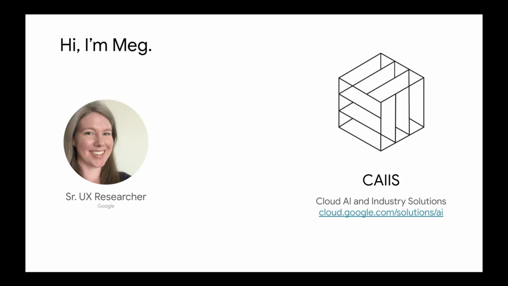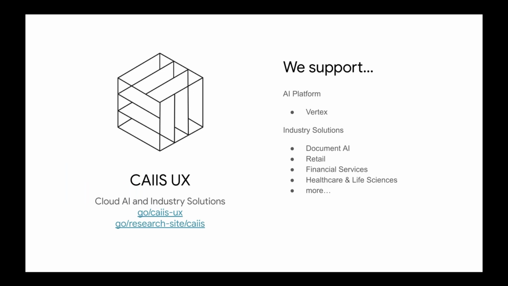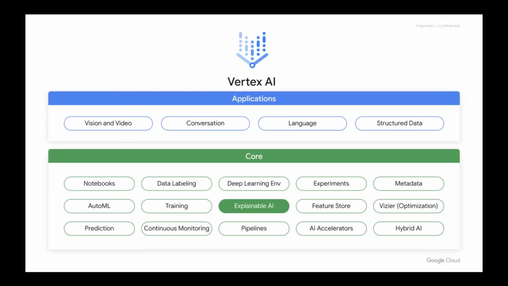My name's Meg, and I'm a senior UX researcher at Google, and I work on our cloud AI and industry solutions products. In particular, I work on the Vertex platform, which is an end-to-end platform for machine learning development. For the past year and a half now, I've been focused on our explainable AI services. So for data scientists and model developers, we have some services you can use for explainable AI. That's really a fascinating space, and certainly for somebody with a UX background, it's been a lot of fun to get into.